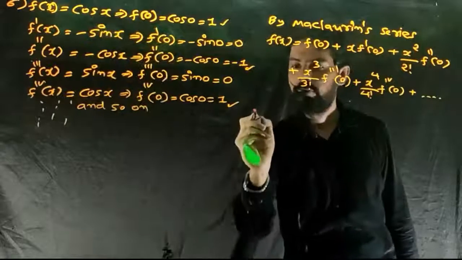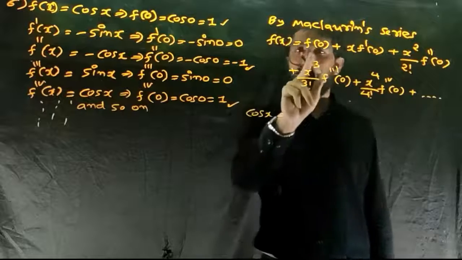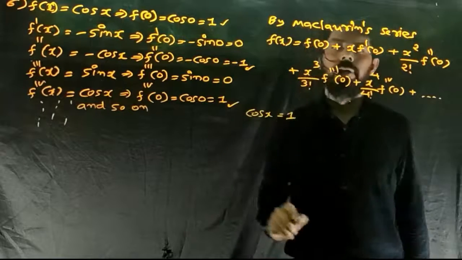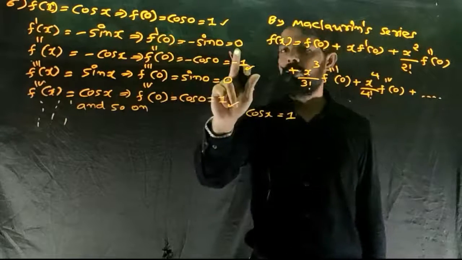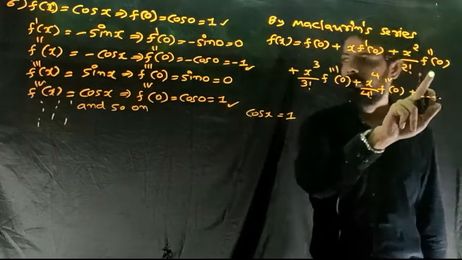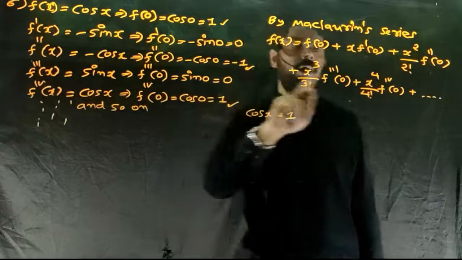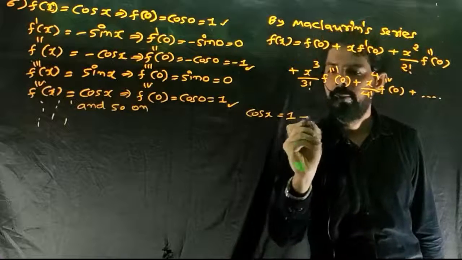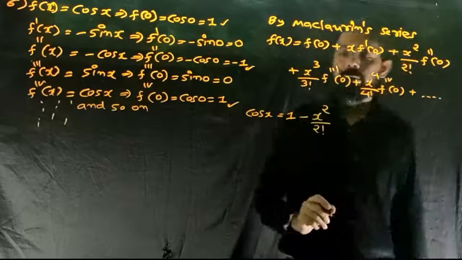So we will write down cos x is equal to, what is the value of f of 0? It is 1, plus x into f dash 0. The value of f dash 0 is 0, so no need to write it down. Then next is f double dash 0. Its value is minus 1, and here x square by 2 factorial into minus 1, so it will be minus x square by 2 factorial.